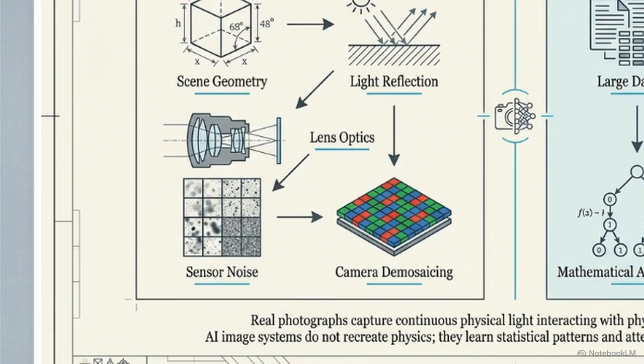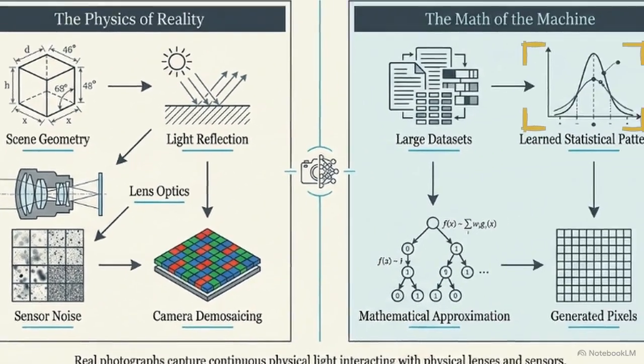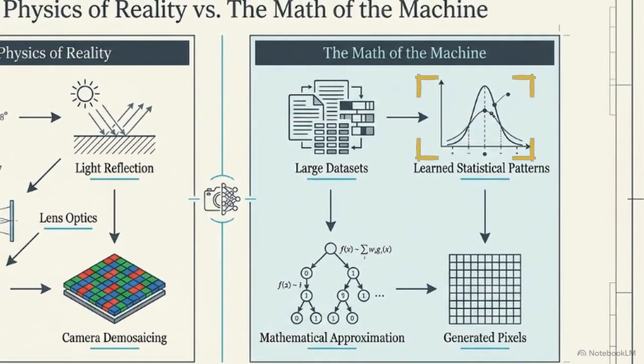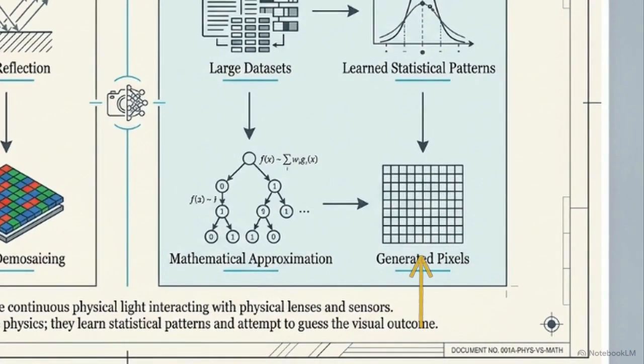Machine learning models operate within a purely digital architecture, where images are constructed from learned statistical patterns. These systems learn to mathematically guess the final visual outcome. They do not simulate the behavior of light, they approximate the final pixel grid. This absence of physical capture is the root cause of every detectable AI artifact.